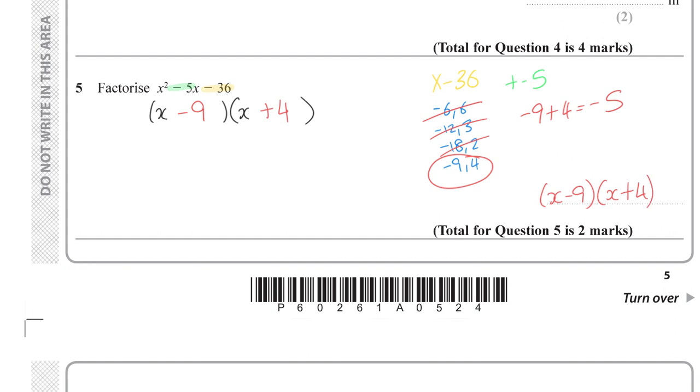Okay, it should always have two brackets. They should always start with an x. And depending on the signs, which is important, depends on the number in the order in which you do it. It doesn't matter. You can put x plus 4 and then x minus 9 in the second bracket. The order doesn't matter.